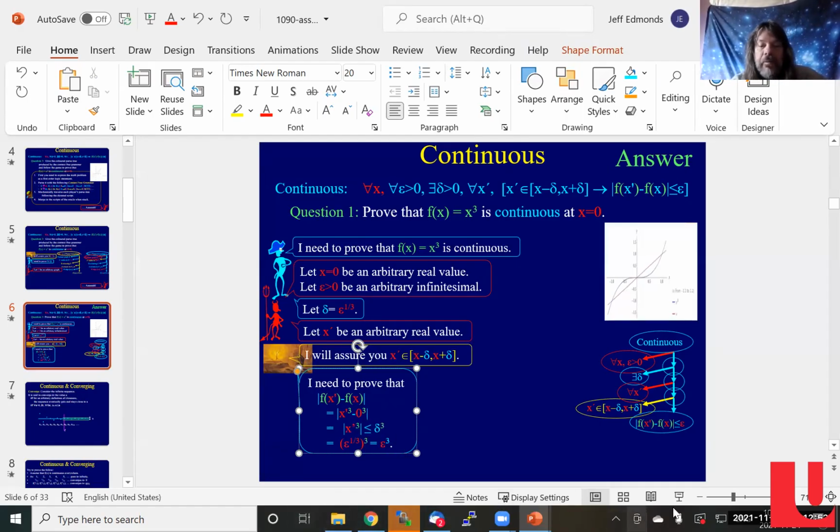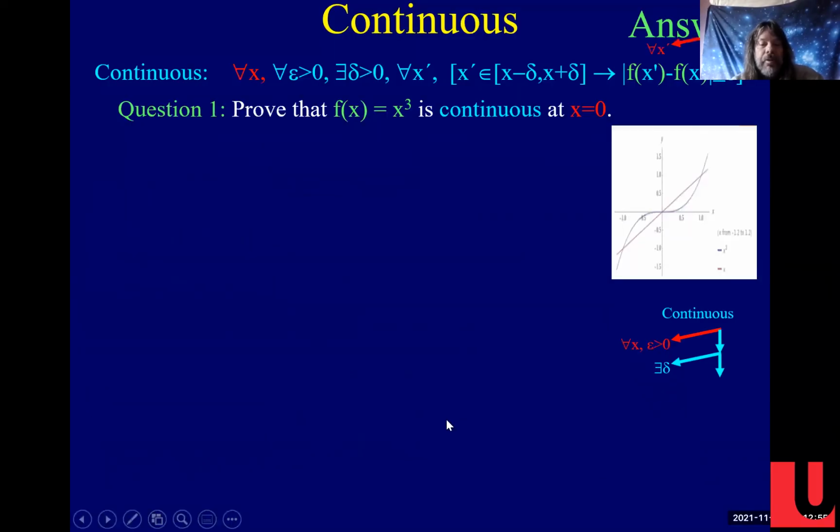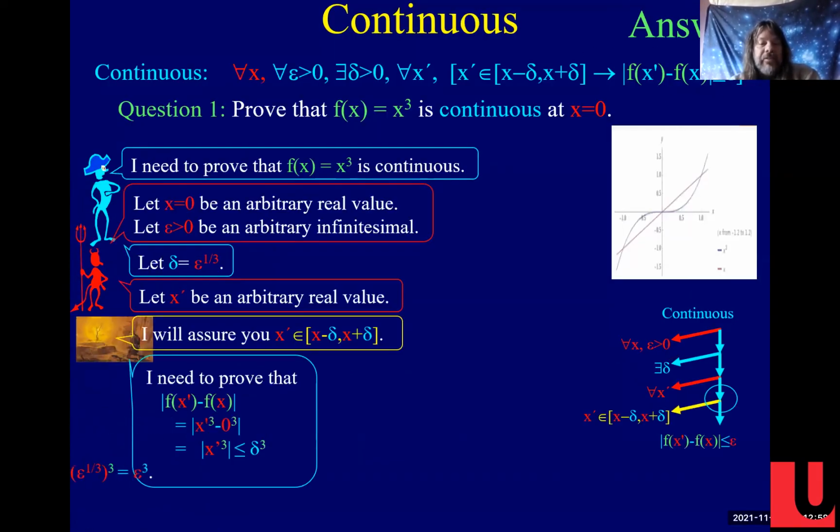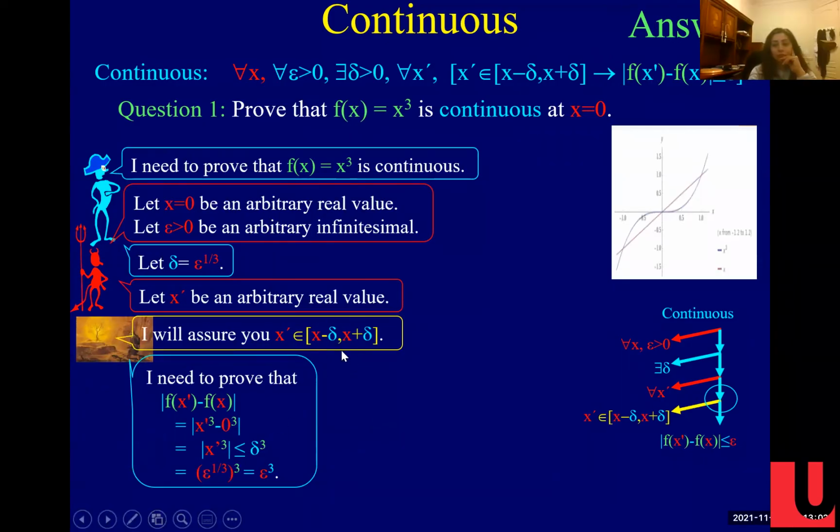All right. There we stick in the absolute value of x cubed. And the absolute value of x cubed is going to be less than delta cubed because x is 0, and so x prime is between negative delta and positive delta. So the absolute value of x prime is going to be less than delta. So we get delta cubed. And then that's where you plug in the value of delta to give you epsilon.